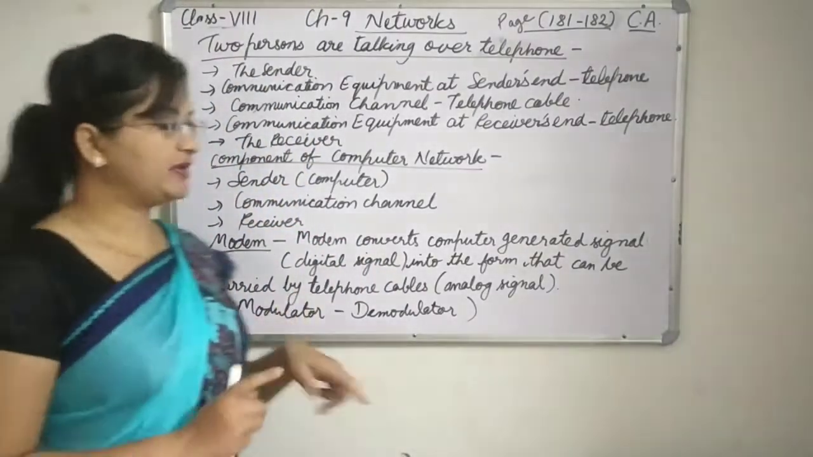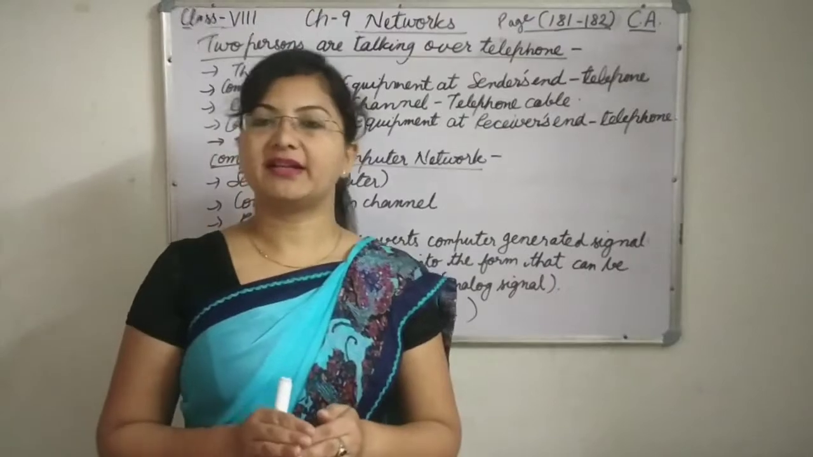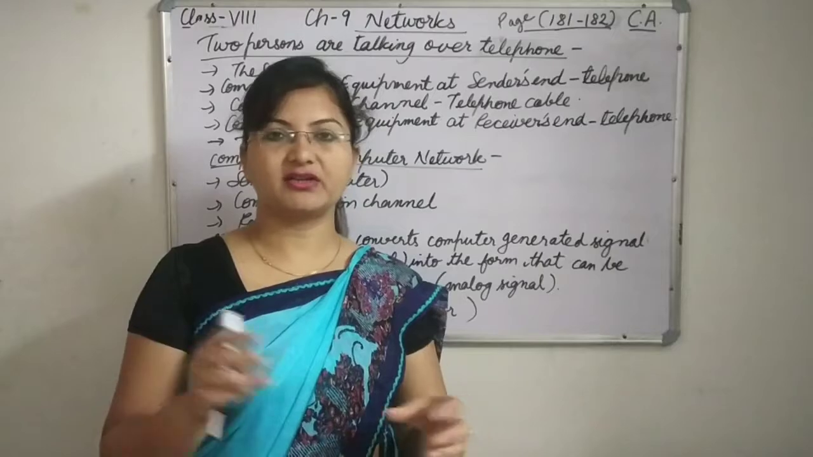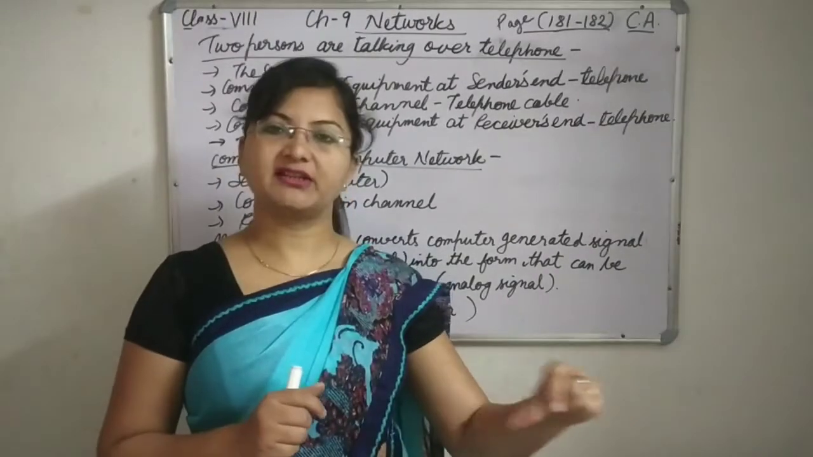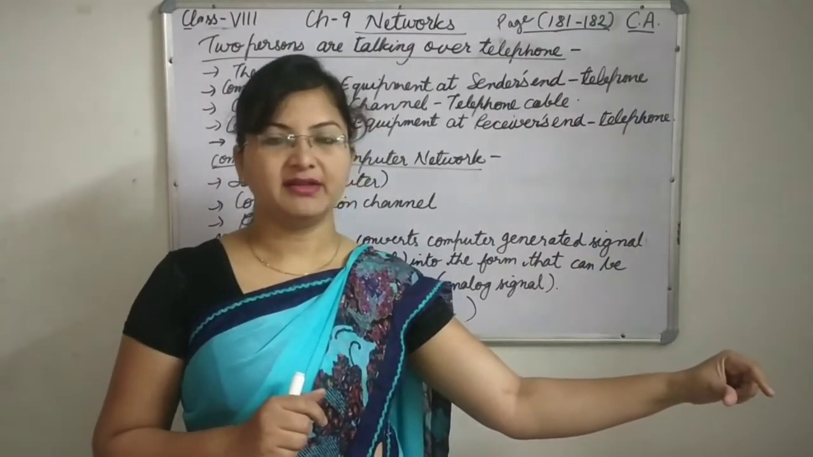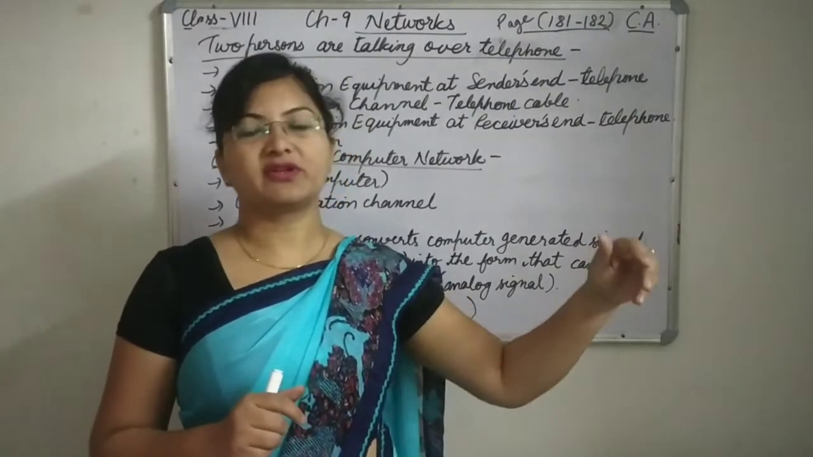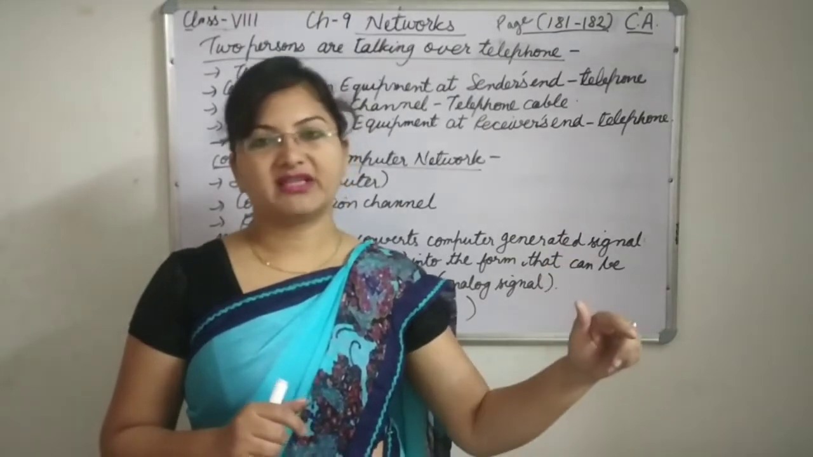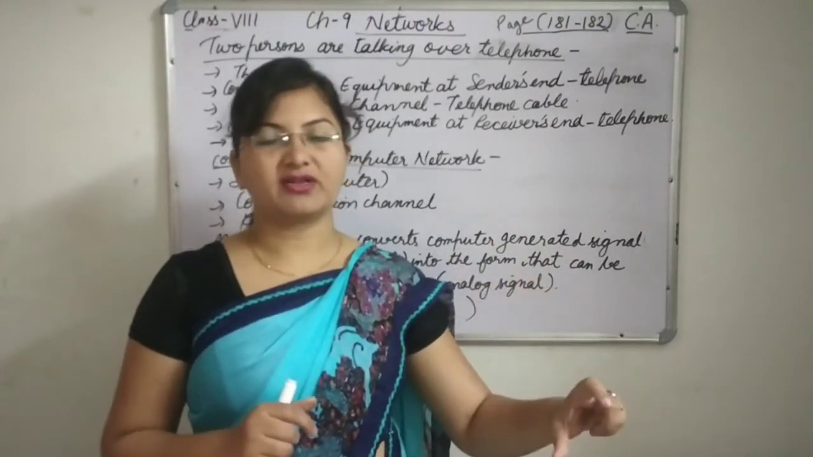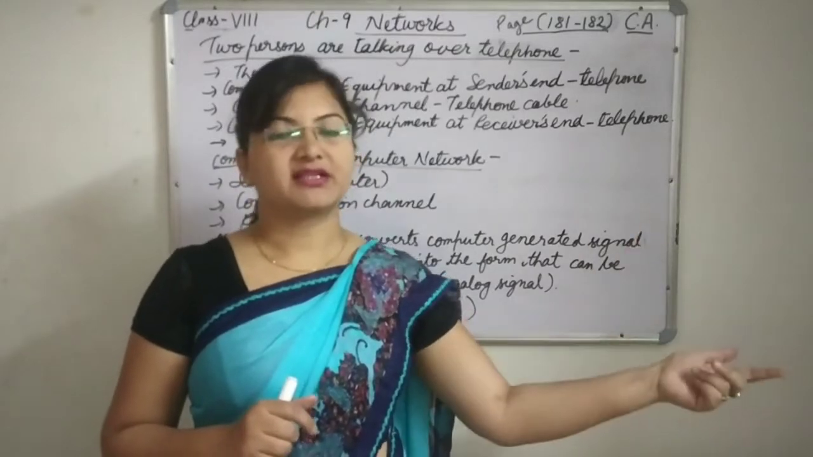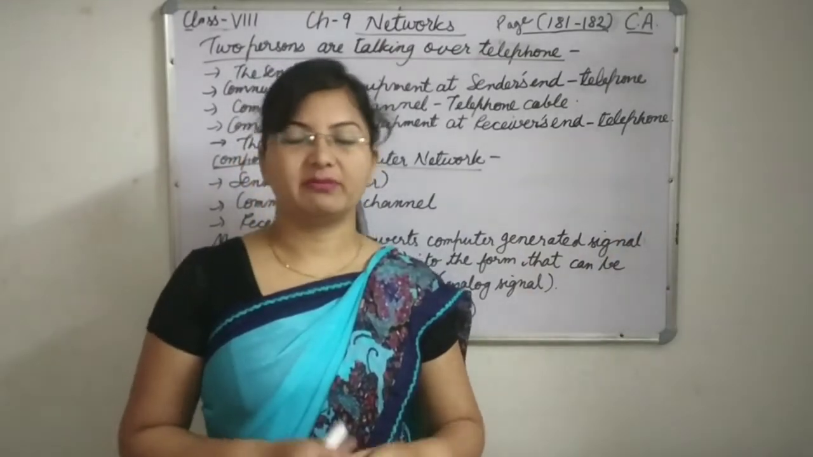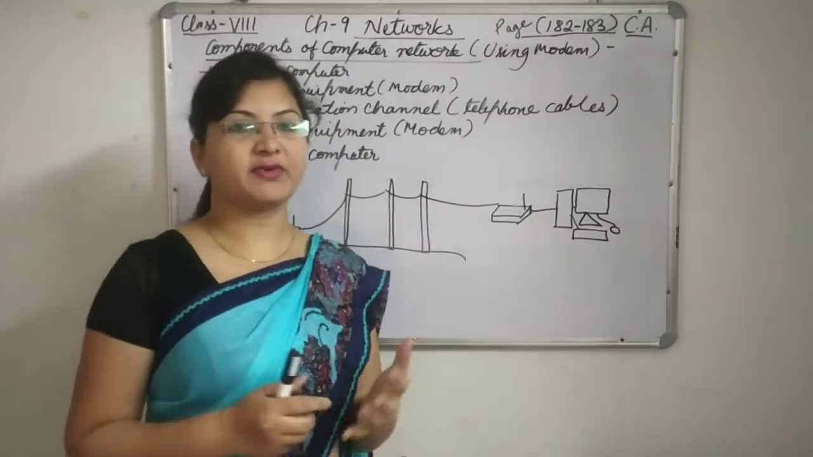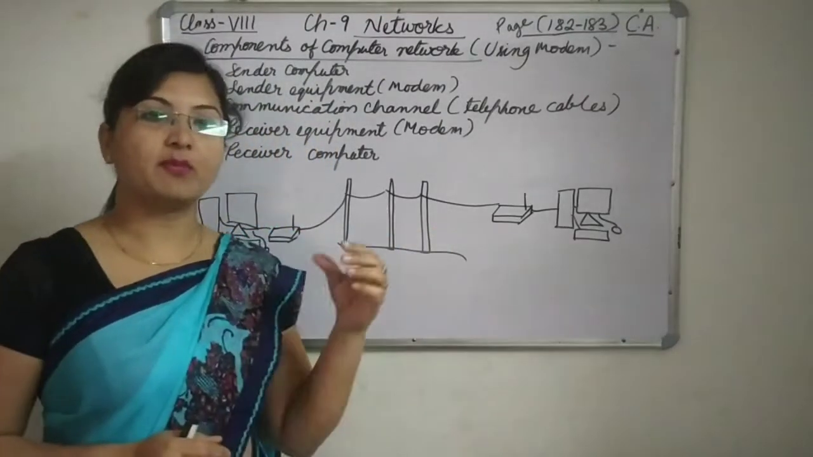Okay, so now what happened in this case? If a computer is sending a message from one place to another, then the modem will convert the computer's digital data into an analog signal. Then the analog signals will be carried from one place to another, and the receiver computer will again convert. The receiver computer will have a modem too. So the receiver modem will convert the analog signal into a digital signal, and then the receiver computer will be able to get the data. Now students, we will study the components of a computer network in which modems are used.